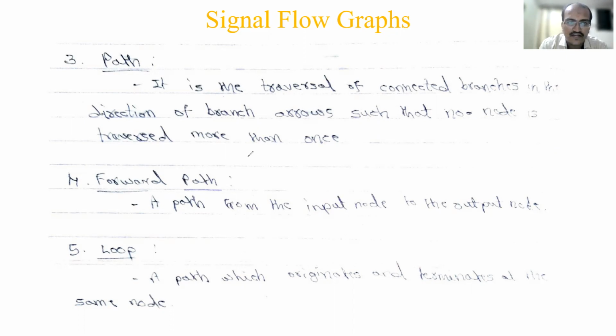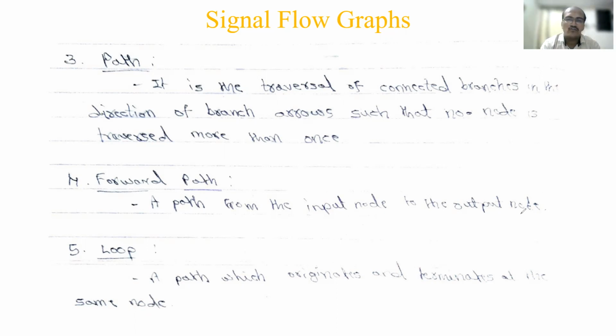Then forward path. In the path we have two types, forward path and loop. This we have seen in block diagrams also. Path means a path from the input node to the output node. From input to output, whatever you have, is the forward path. In the case of the block diagram we wrote it as G. So that is called the forward path.